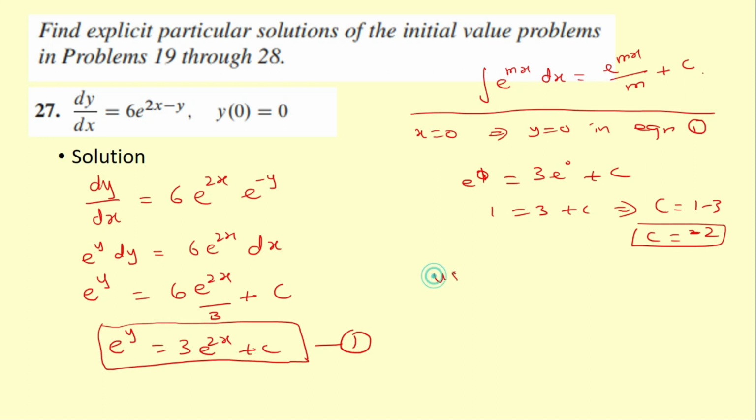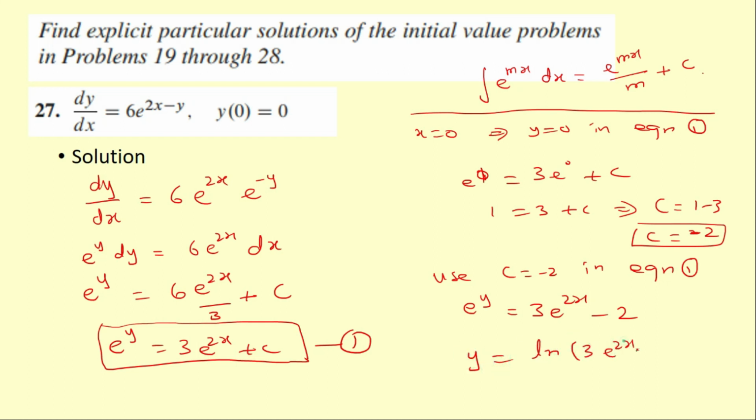Now use c is minus 2 in equation number 1. So what you get is e raised to y is equal to 3 into e raised to 2x minus 2. We want to remove the exponential on the left hand side, so take ln on both the sides. Therefore y is ln of 3 e raised to 2x minus 2, which is the particular solution of this problem. Okay, that's the end of question number 27.